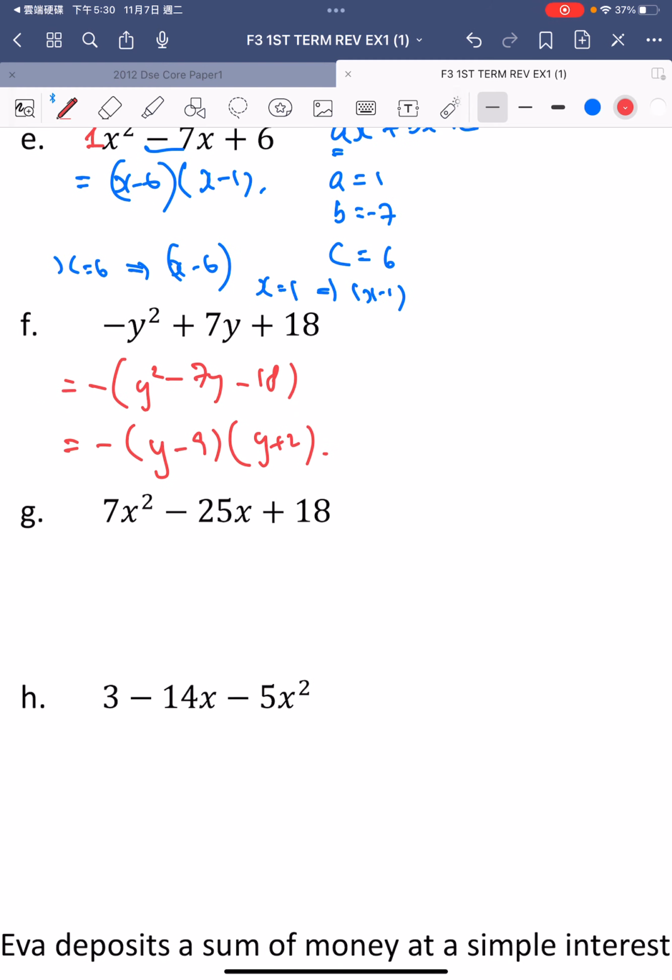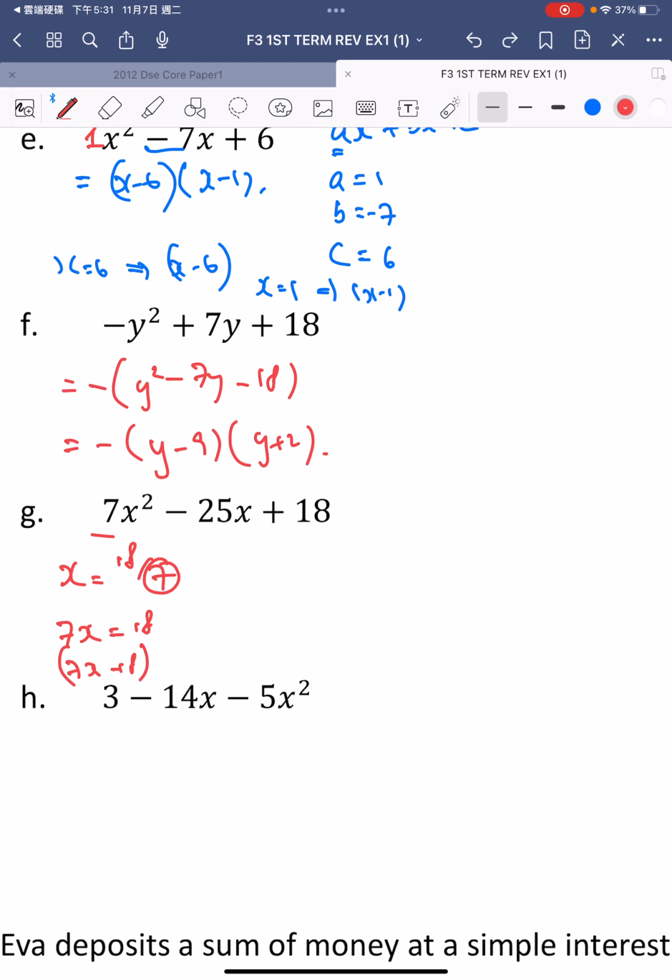And for question G, there's something special. There's a number in front of the x squared, but we can still use our formula. What is our A? A is 7, B is negative 25, C is 18. So C is 18, which means that the calculator shows that we have x equal to 18 over 7. So we try to move everything from the right hand side to the left hand side. So we multiply by 7 first, so that 7x is equal to 18, so that we have 7x minus 18 equal to 0.